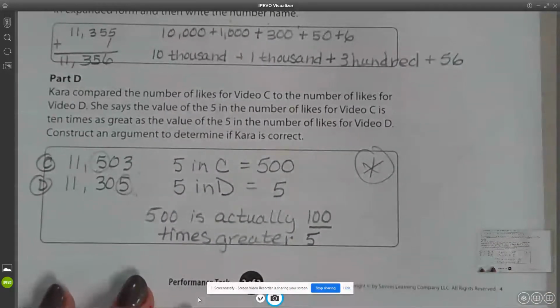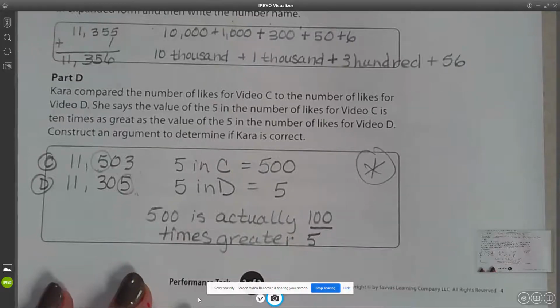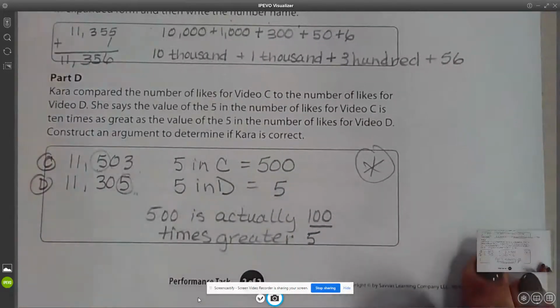This right here was kind of like a challenge problem. If you got that, that's fantastic. If you didn't, that's okay. That's just kind of taking things up to the next level.